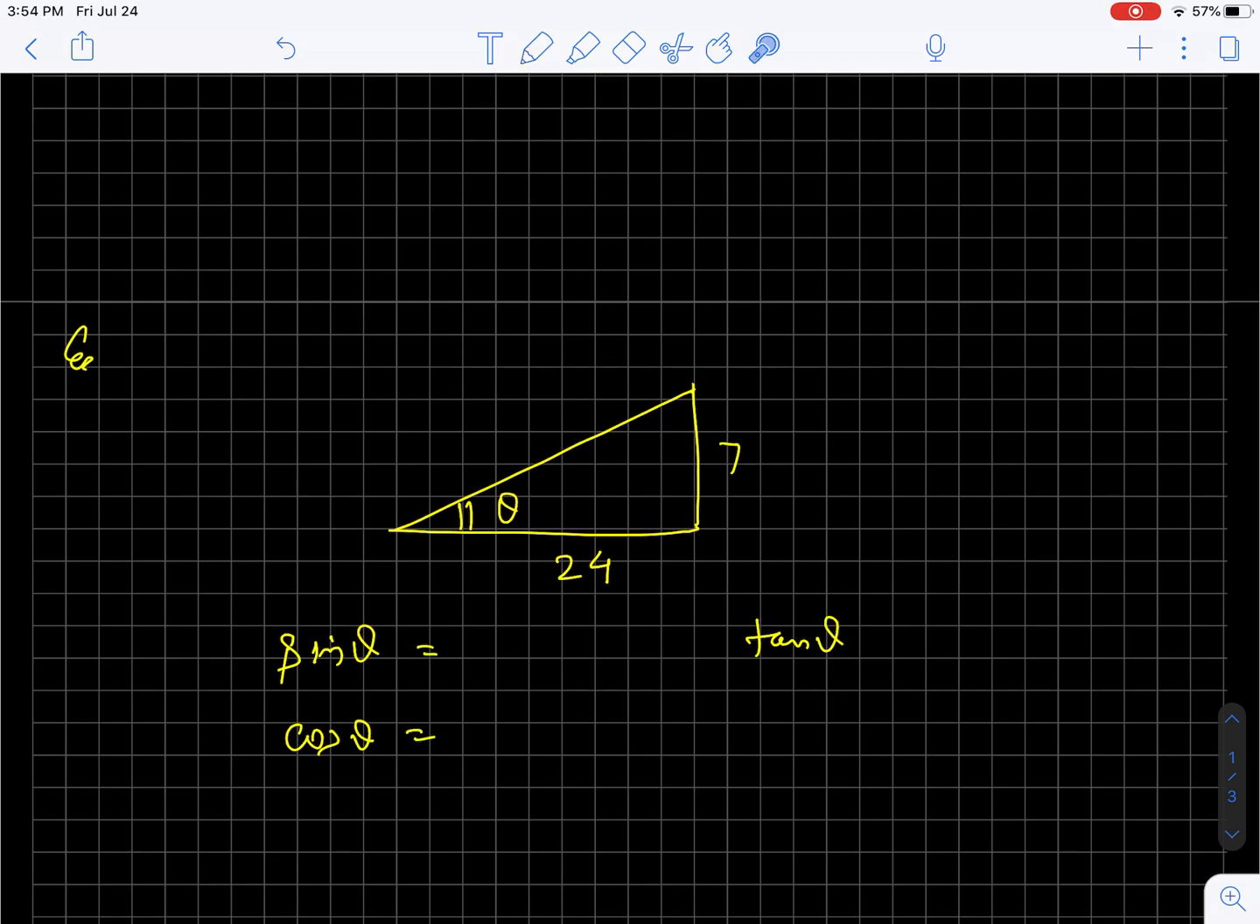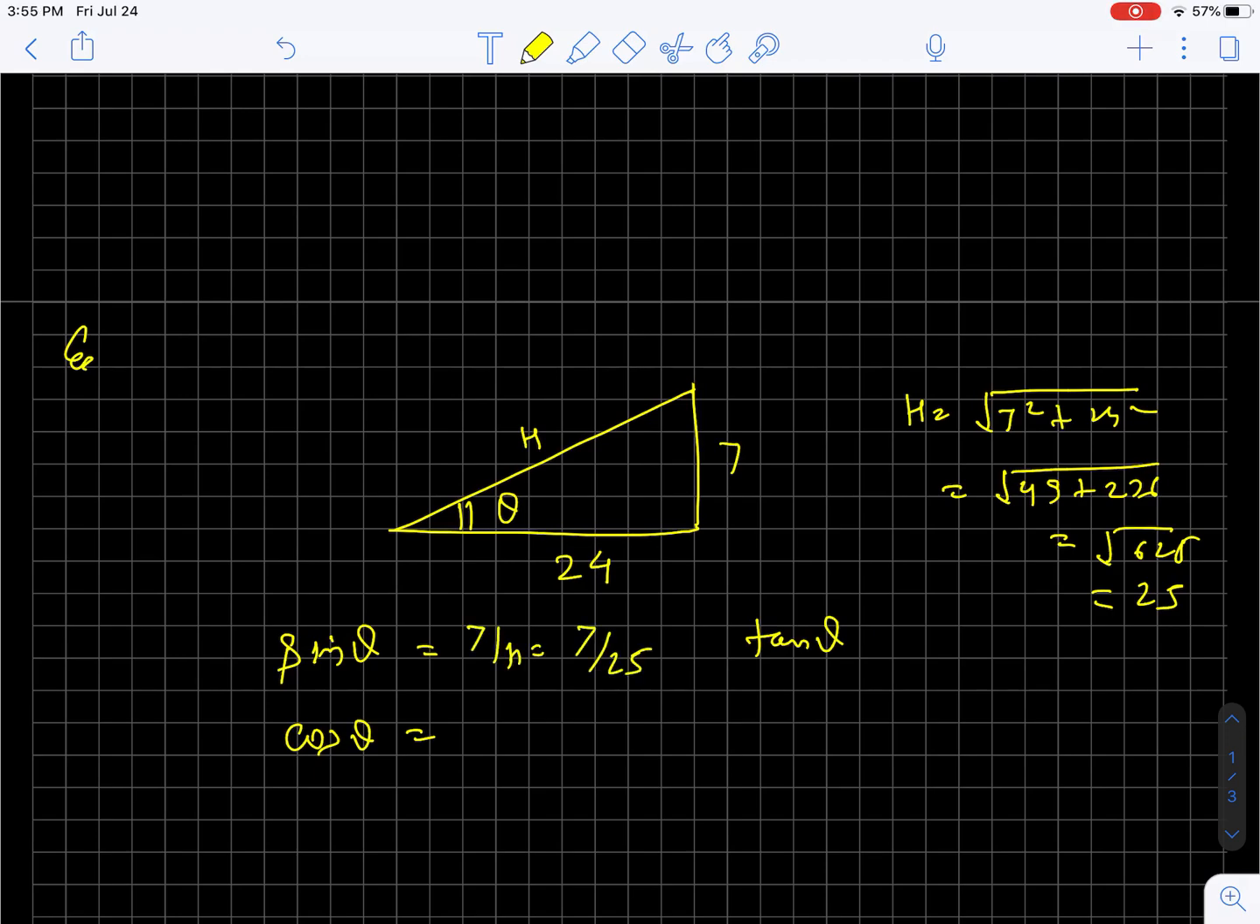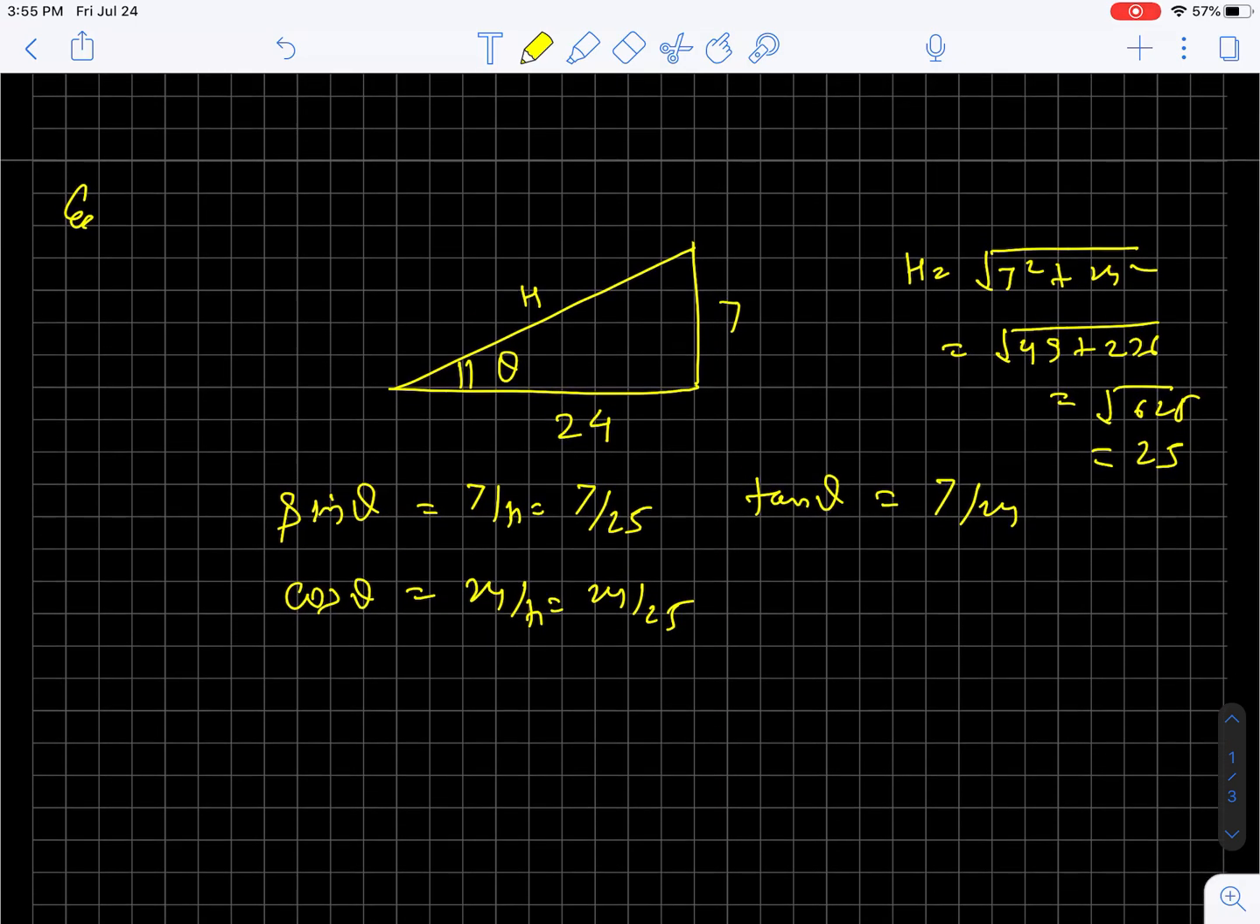Sine theta is perpendicular divided by hypotenuse. We don't know the exact value of this side, but we can find it. Let's say the hypotenuse is h, and h equals the square root of 7 squared plus 24 squared, according to the Pythagoras theorem. That is the square root of 49 plus 576, which is 625, and the value is 25. Sine theta is 7 divided by h, and h is 25, so the answer is 7 by 25. Cos theta is 24 divided by 25, and tan theta is 7 by 24, perpendicular divided by base.